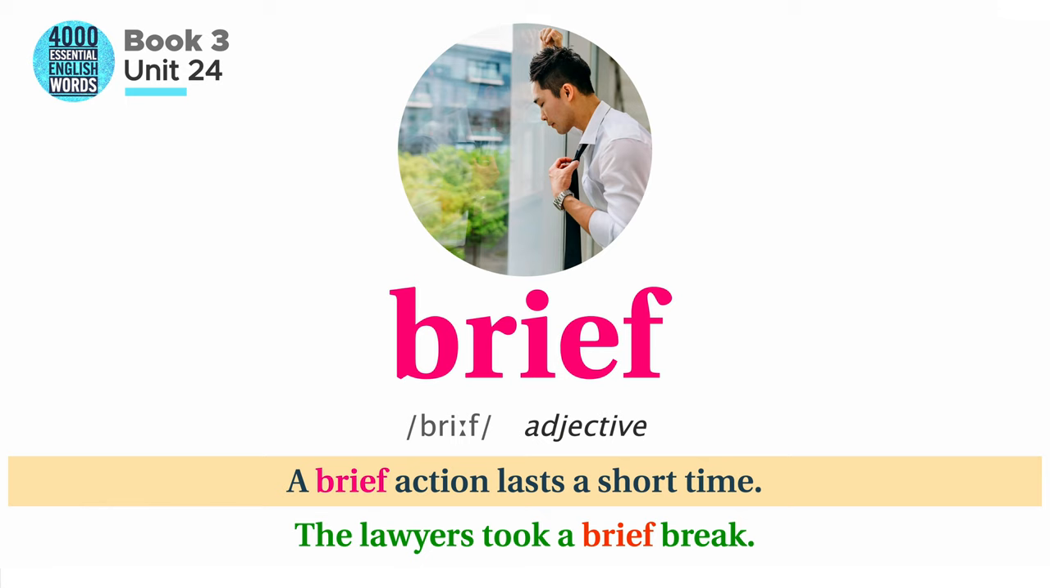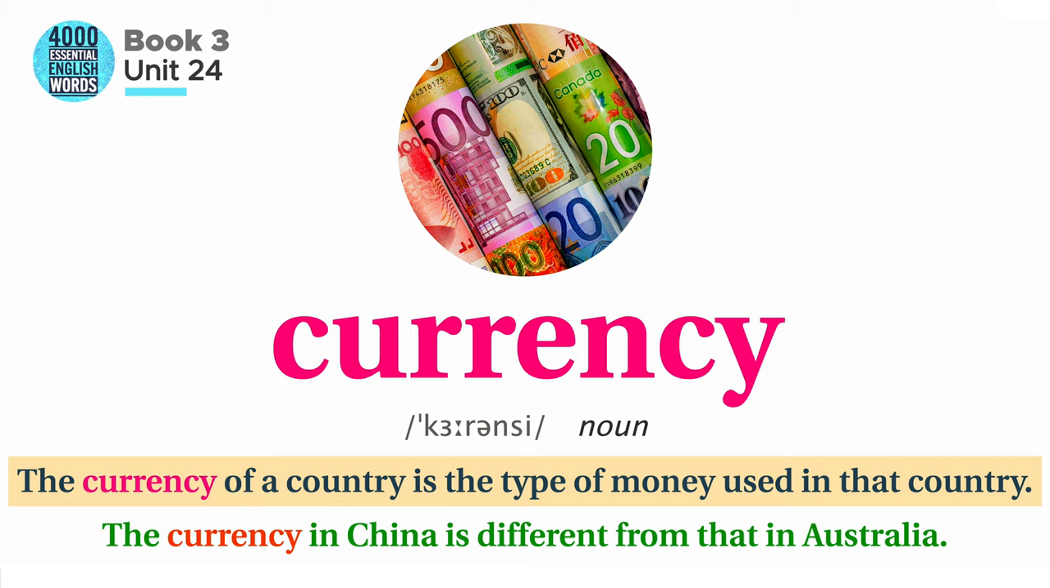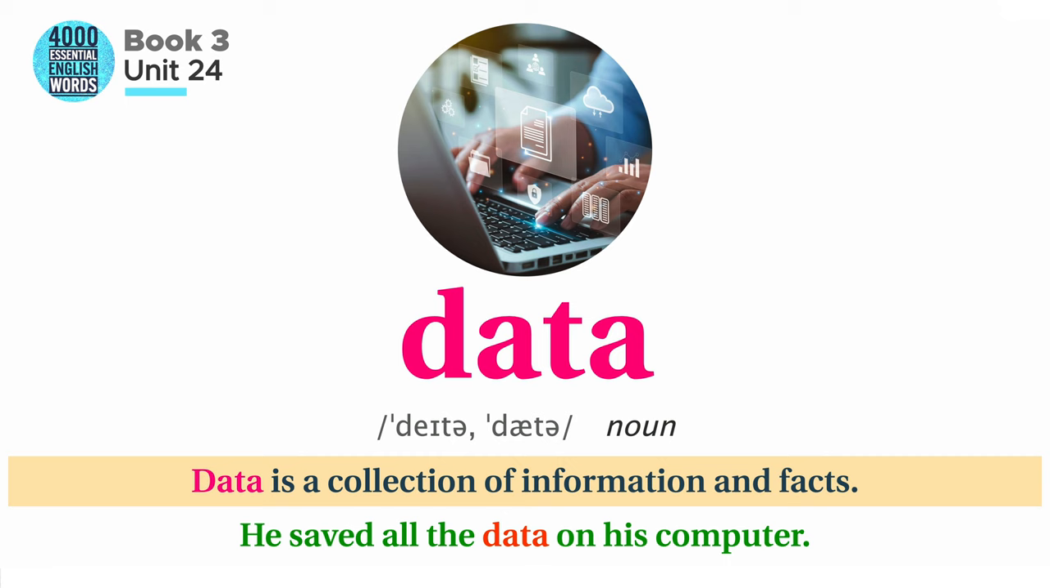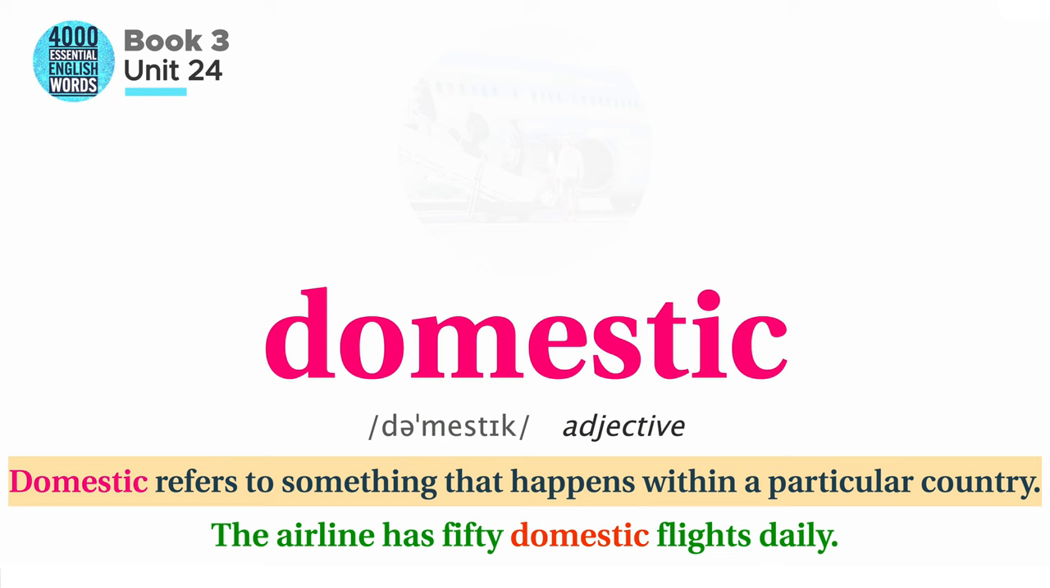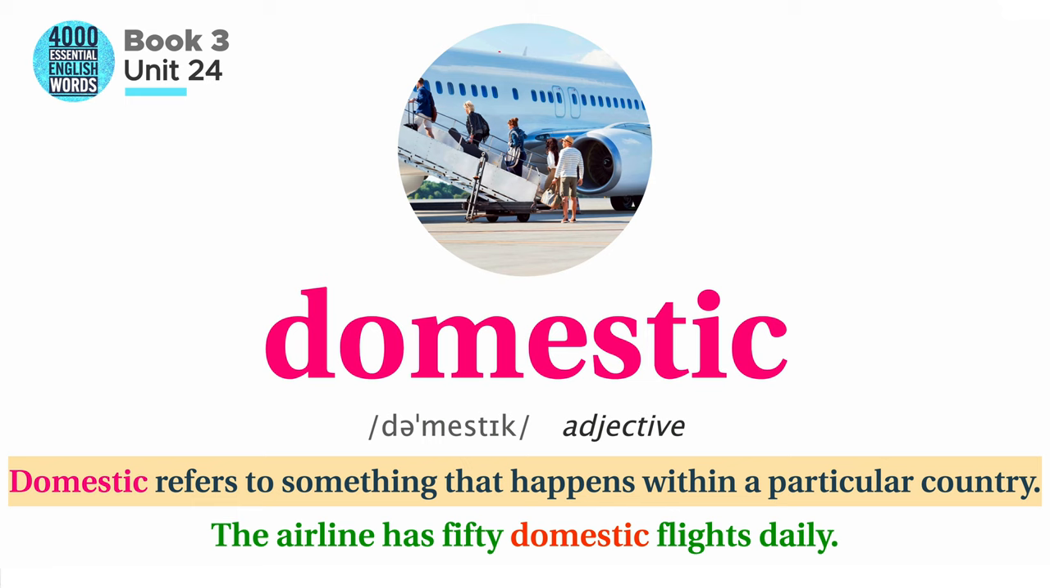Currency. The currency of a country is the type of money used in that country. The currency in China is different from that in Australia. Data. Data is a collection of information and facts. He saved all the data on his computer. Domestic. Domestic refers to something that happens within a particular country. The airline has 50 domestic flights daily.